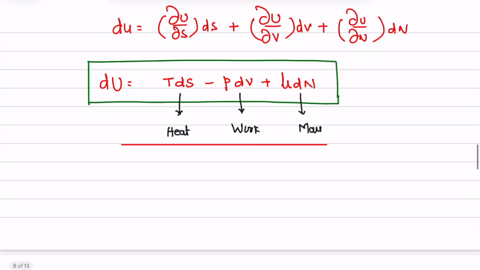That means change in internal energy will have heat minus work, heat plus work. It can be minus PdV is a work. Heat plus work plus mass transfer. Mass transfer energy.